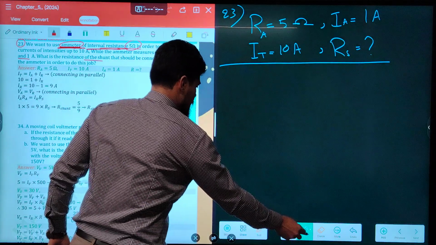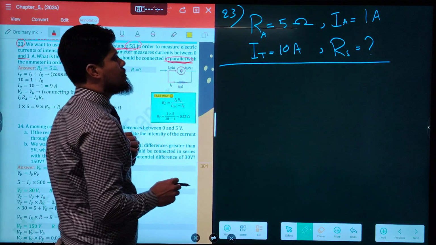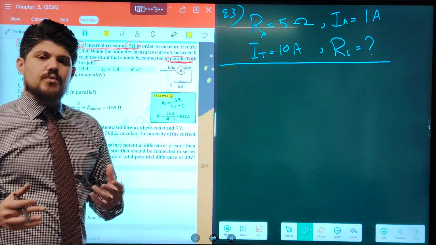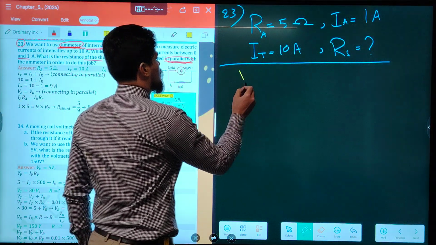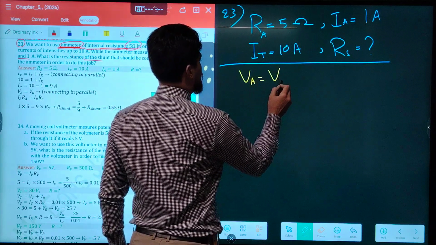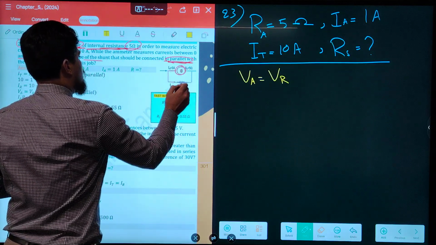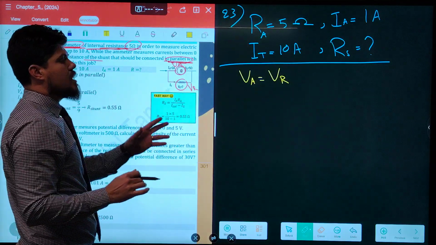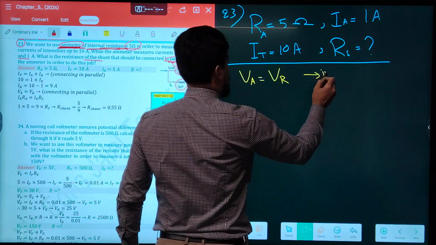Guys, listen carefully, please. How can you determine RS? By using Ohm's law. But before that, in parallel connection, which one is constant, potential difference or current? Potential difference. So the potential difference across the ammeter is equal to the potential difference across the resistor. VA is equal to VR, because it is a parallel connection.